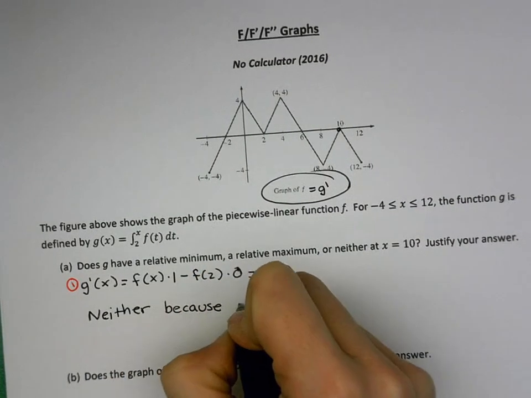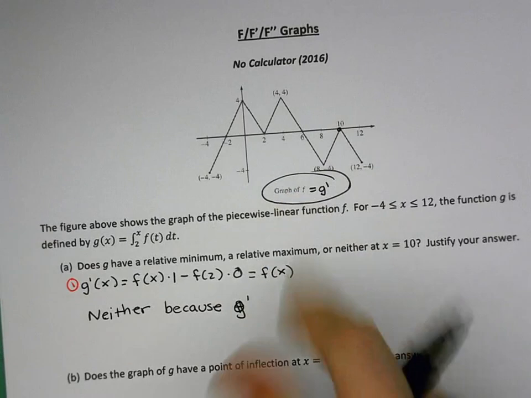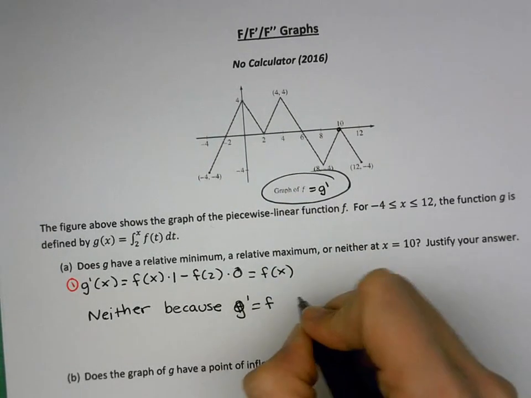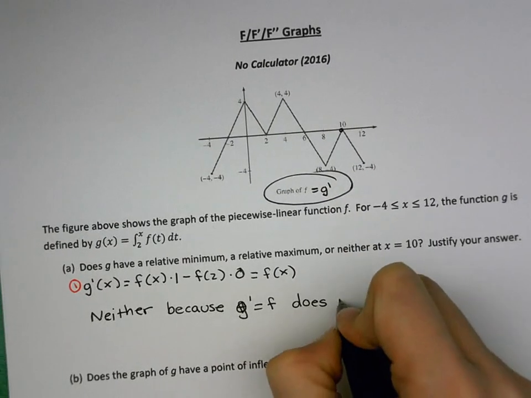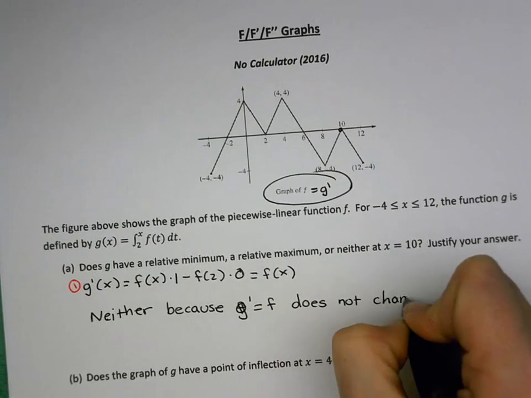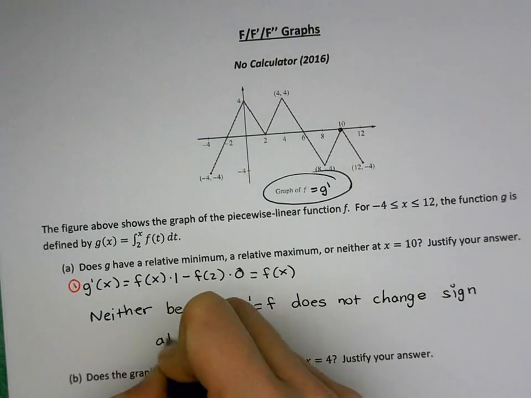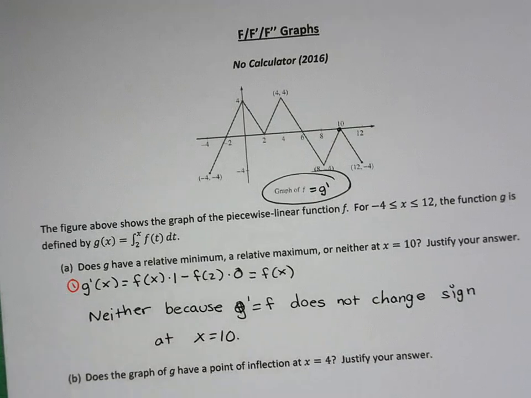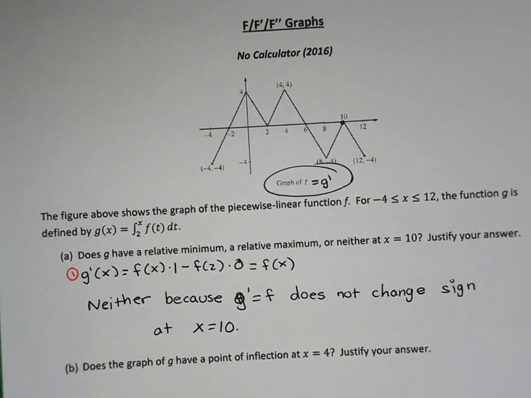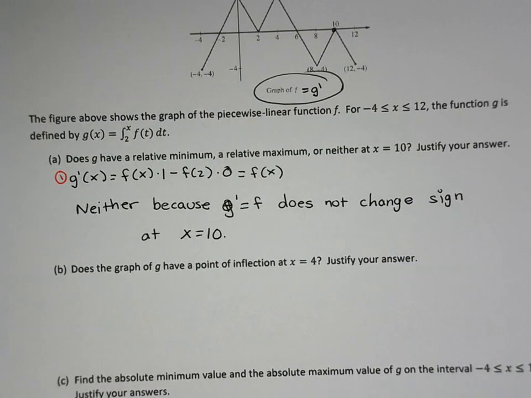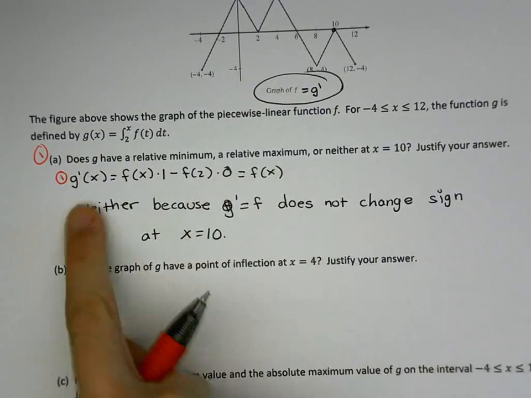G prime, not F prime, which is the same thing as F, does not change sign at x equals 10. Okay, that one was worth 1 point. Well, 2 if you count this derivative process, but 1 point here for your answer with justification.